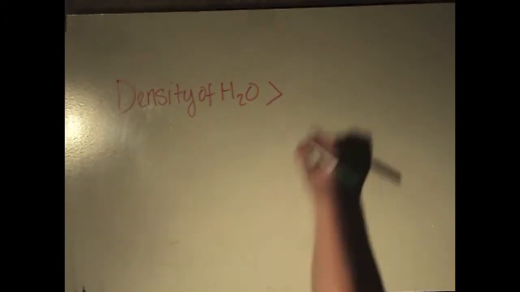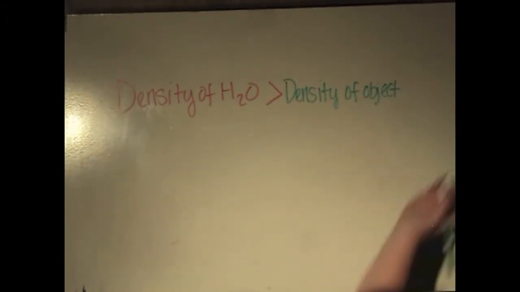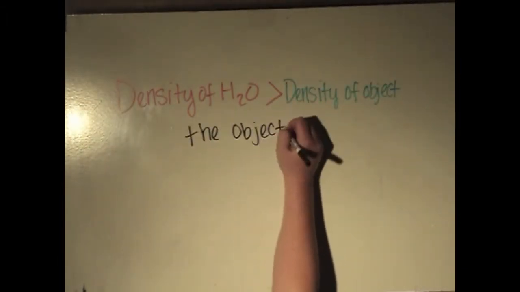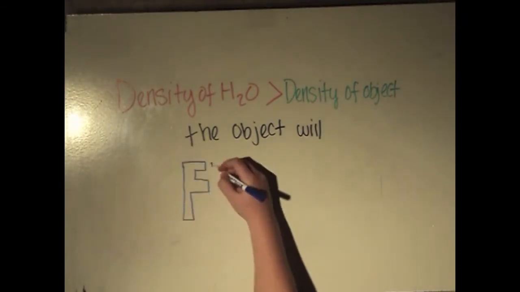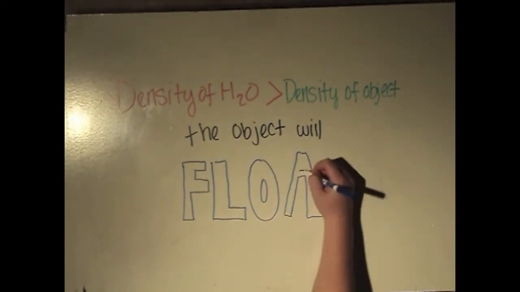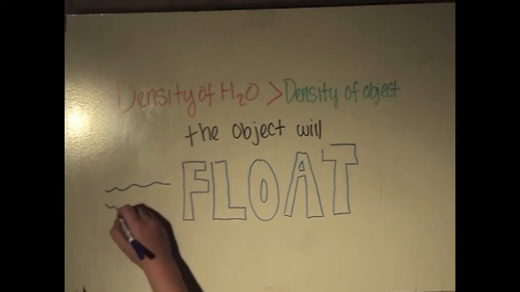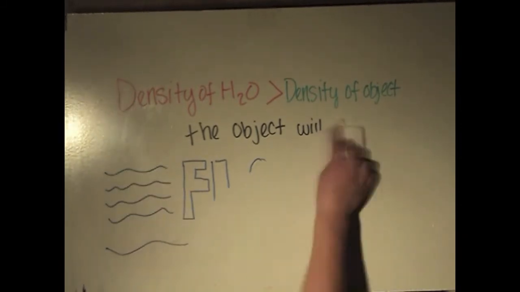We are then left with the equation: if the density of water is greater than the density of the object, it will float. Inversely, if the density of water is less than the density of the object, it will sink. If the two are equal, the object will sit in the middle of the water.